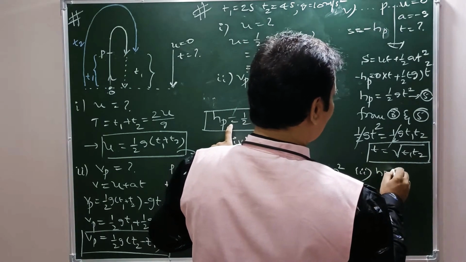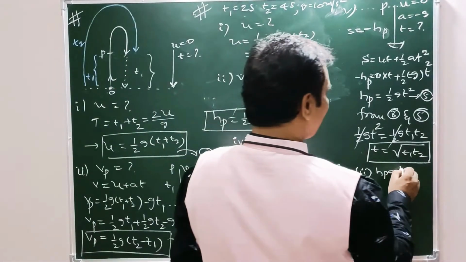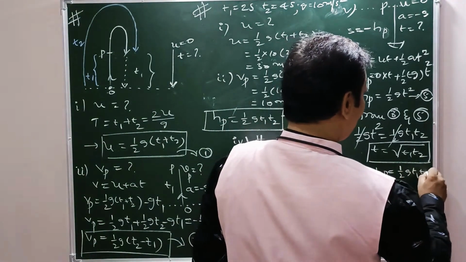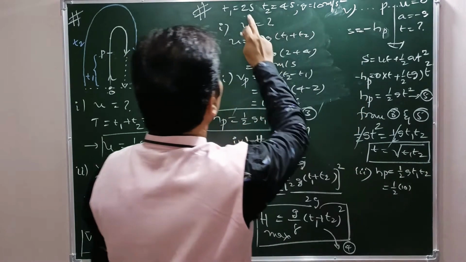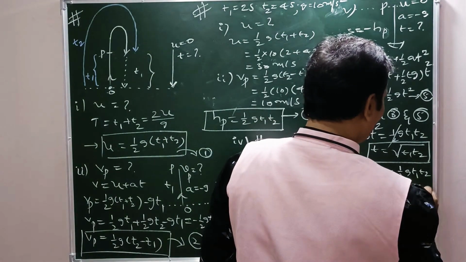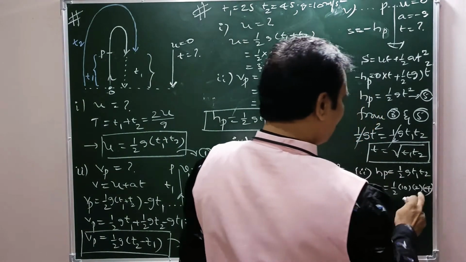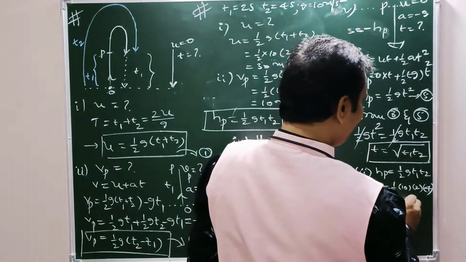Height of point. What is the height of the point? Of G T1 T2. It is half into G, which means 10, times T1 T2. T1 T2 means 2 into 4. 2 into 4 is 8, into 10, that is 80 by 2. That is 40 meters.